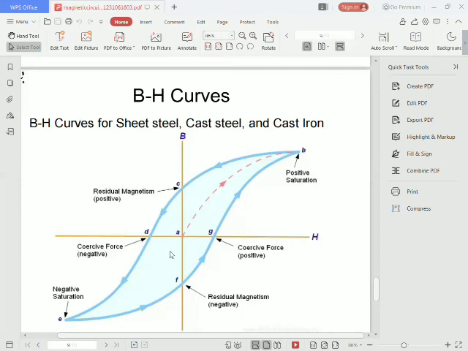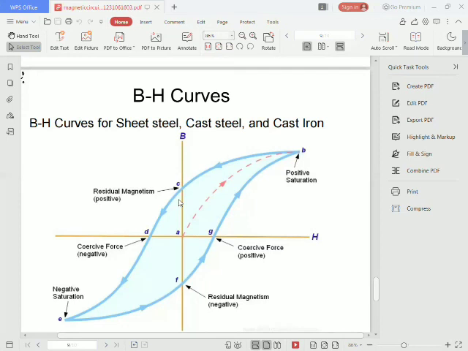Then region number 2, that is XY. In this region, for small changes in H, there is a large change in B. The BH curve is almost linear in this region. This linearity comes to an end at the point Y and the BH curve starts bending. Point Y is also called the knee point.